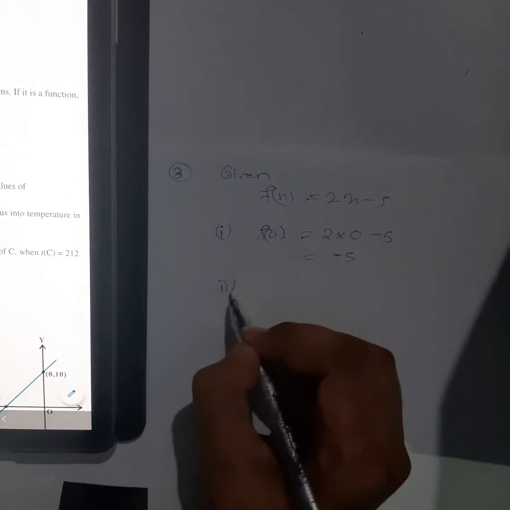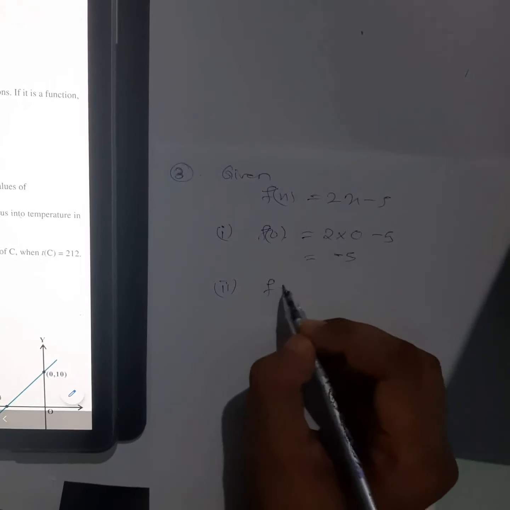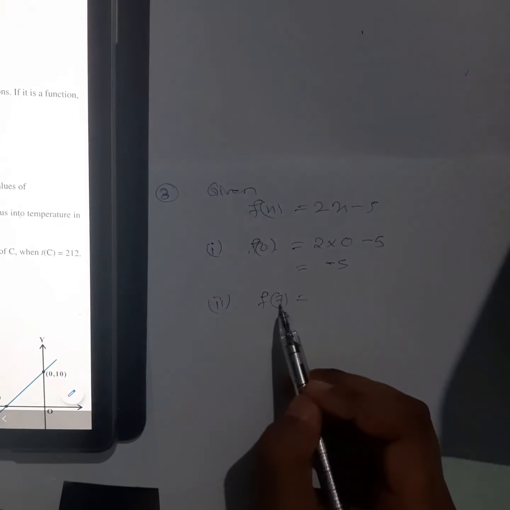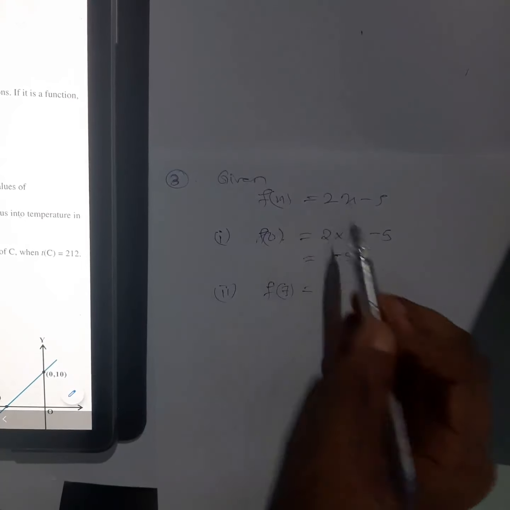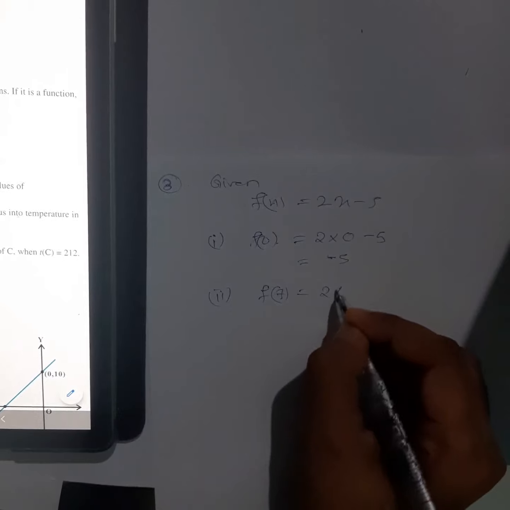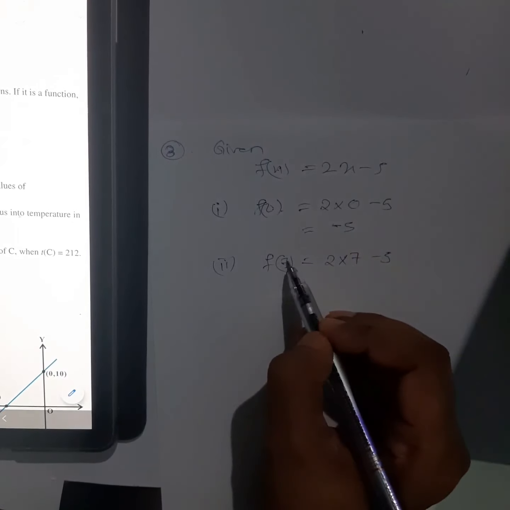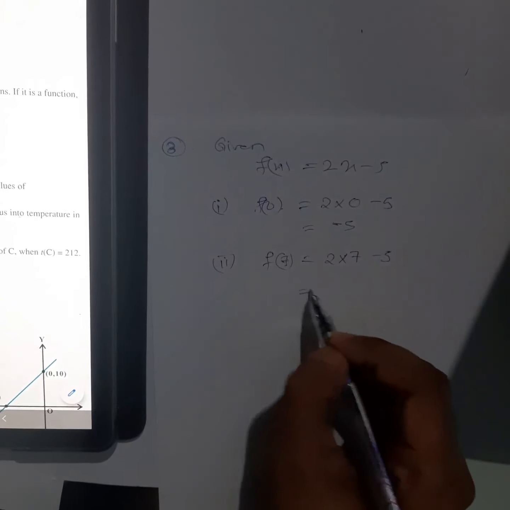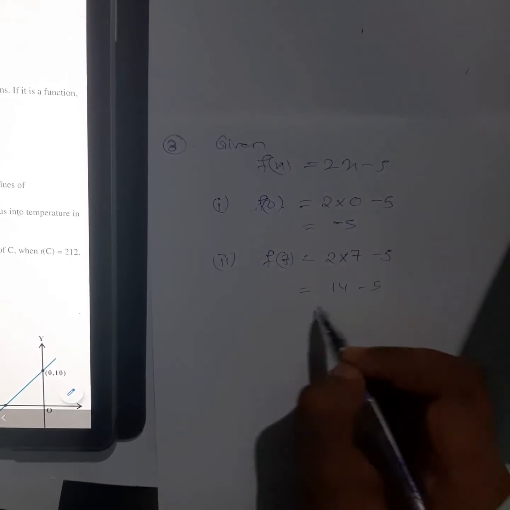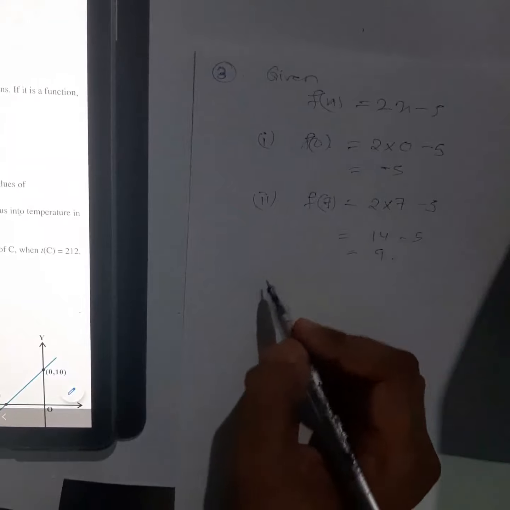Okay, number 2, f of 7, they ask you. So in place of x, it is 7. So on the right side also, wherever x is there, you put 7 there. Because in place of x, we are replacing by 7. So this will be 14 minus 5, that is 9.